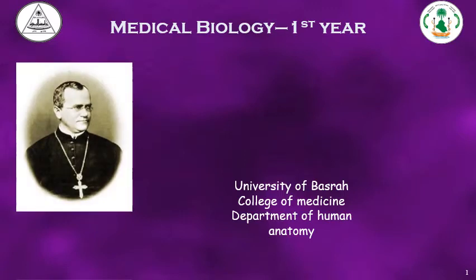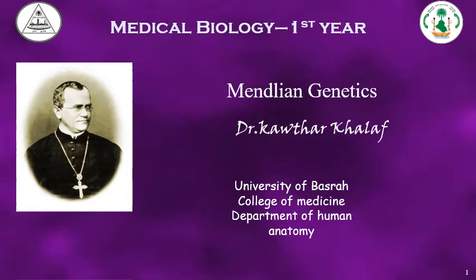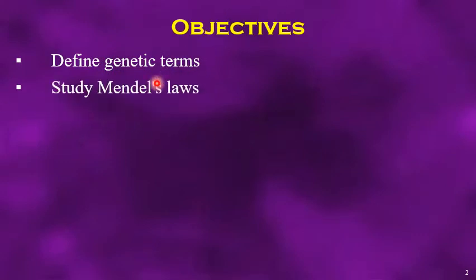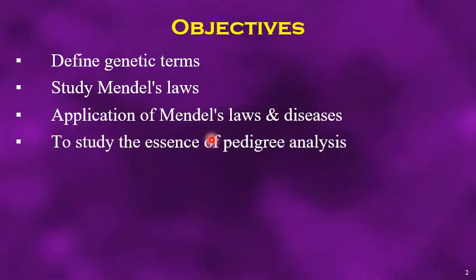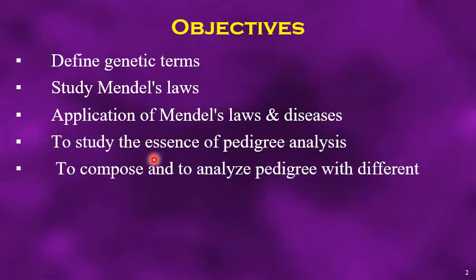Our lecture is about Mendelian genetics, or Mendelian inheritance. The objectives of this lecture are: define genetic terms, study Mendel's laws, first and second, application of Mendel's laws and diseases, to study the essence of pedigree analysis, to compose and analyze pedigree with different patterns of inheritance.